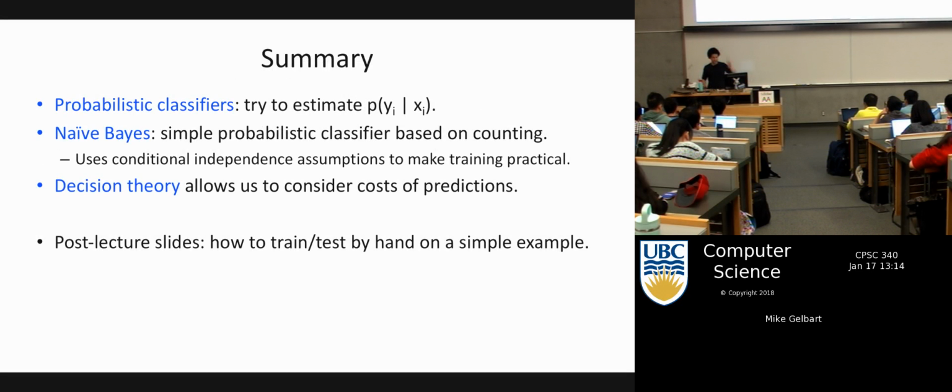Okay, this is a summary of Monday's lecture. We talked about naive Bayes as one example of a more general framework of a probabilistic classifier. We talked about decision theory and a bit of other miscellaneous stuff. And now we're going to move on to today's lecture.